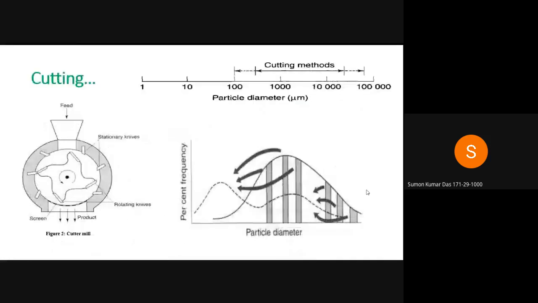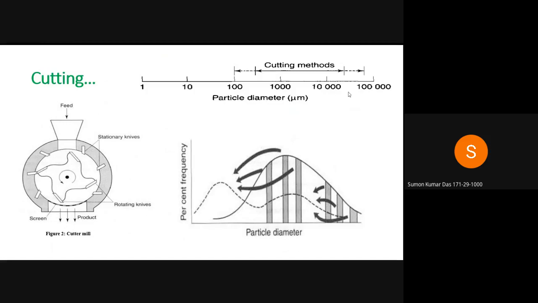Now I discuss these four topics: cutting, compression, impact, and attrition. Cutting is a type of process where we cut the particle using nibs, stationary nibs and rotatory nibs. When we apply the product in this situation, the nibs rotate and cut the particle to the desirable feature.